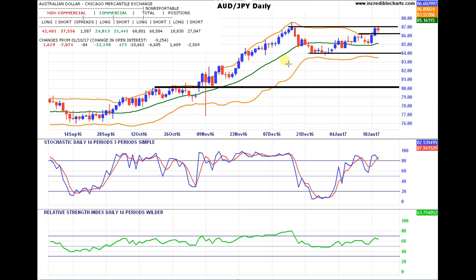So in terms of AUD JPY, if it goes higher, we'd expect the breakout to fail. If it goes through support, we'd expect it to go down to 84 and then possibly even 80. So that's what we think of AUD JPY.